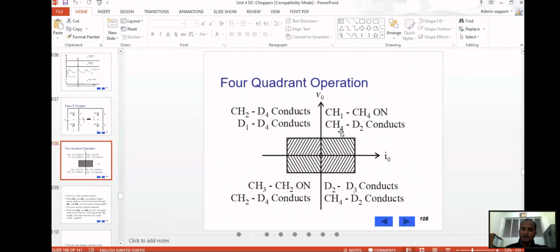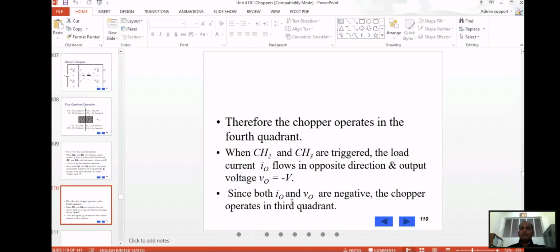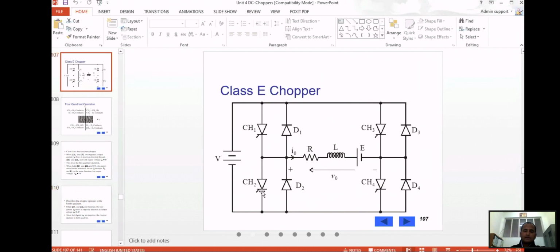When this operates, so when CH1 and CH4 are operating, the voltage and current are positive, but in this case the output voltage will be negative. Now the chopper will operate in the fourth quadrant, which I have already shown you. And when chopper 2 and chopper 3 are triggered, the load current I naught will flow in the opposite direction, and the output voltage will be negative.